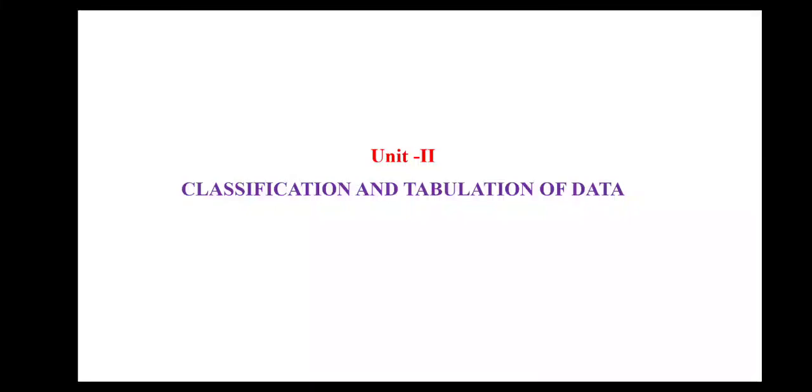Now I'm explaining basic statistics in unit number 2 in our syllabus. It is quantitative analysis for decision. Unit number 2. Topic name is classification and tabulation of data. In this we are going to study what is meant by classification, what is meant by tabulation of data, what are the different types, and how it can be made. All these details we are going to study in this unit.